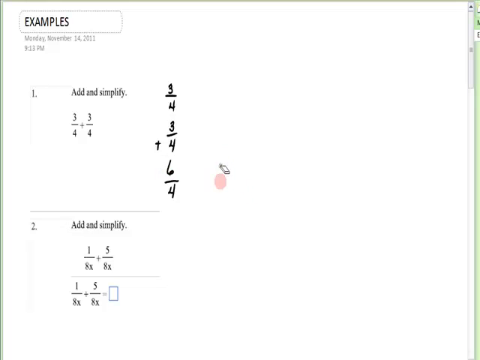Now, it's improper. Improper is not the problem, but it is not simplified. You can divide, well, let me make that a division symbol. You can divide by 2, the top and the bottom, and you will get 3/2. The fact that it's improper is not a problem.